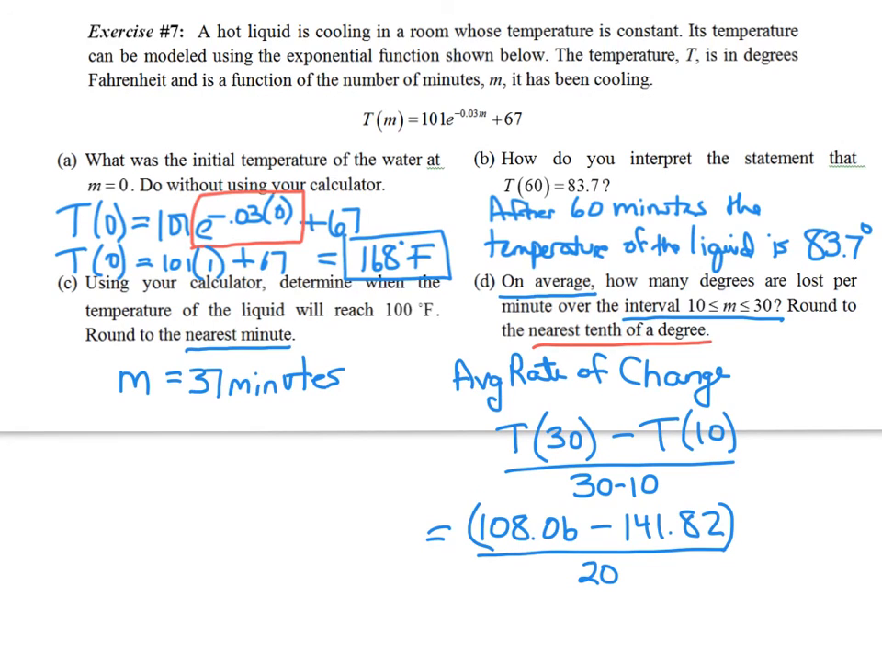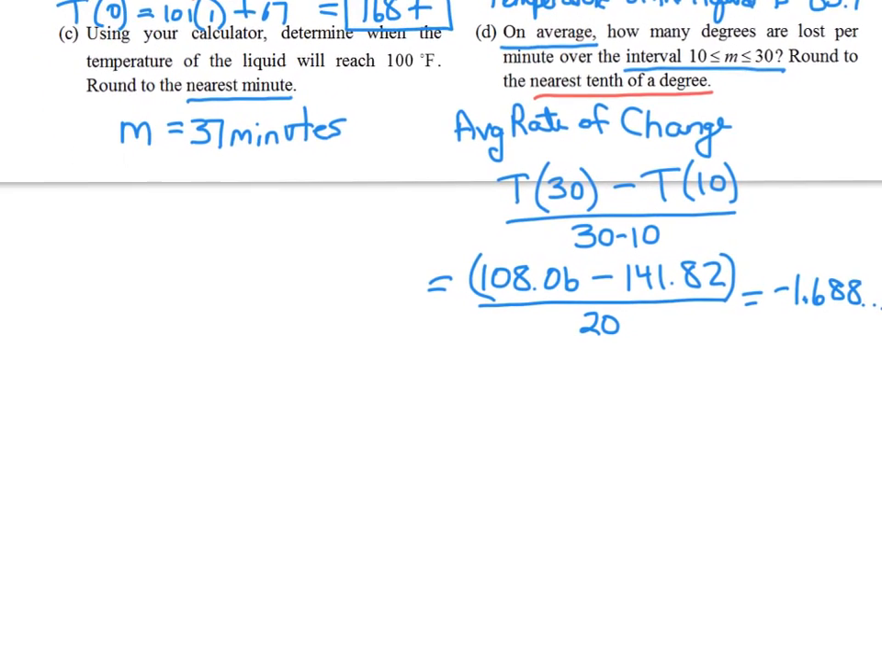Since I want my answer to the nearest tenth of a degree, I go ahead and do that calculation, and it comes up to be negative 1.6, and the rest of the decimals, 8, 8, dot, dot, dot. So rounding this to the nearest tenth of a degree, I am going to say that my final answer for this one, the average rate of change, is negative 1.7.